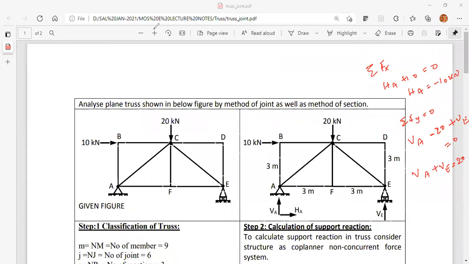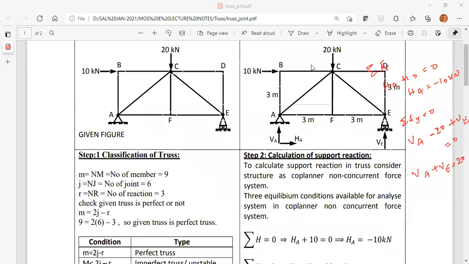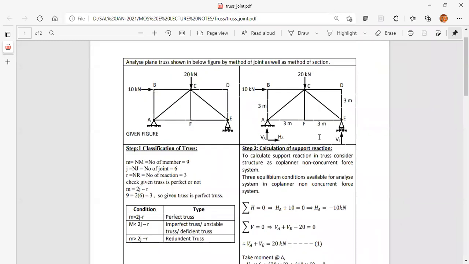I have calculated the same thing here. Sigma H equals 0, HA plus 10 equals 0, so HA is minus 10. Sigma V equals 0, VA plus V equals 20. I hope it is clear to all of you.